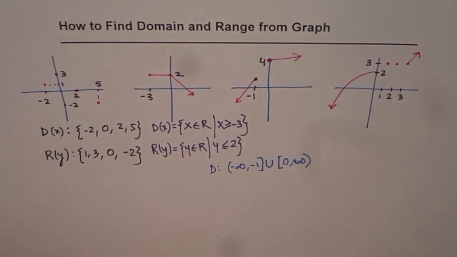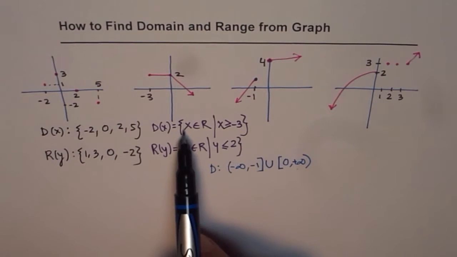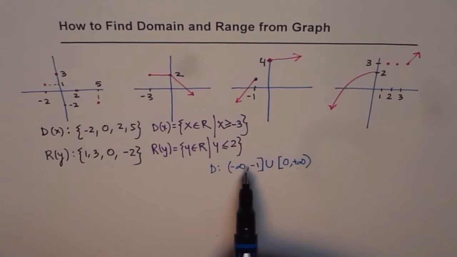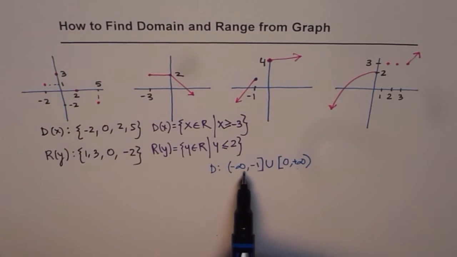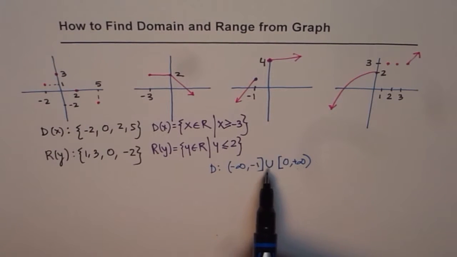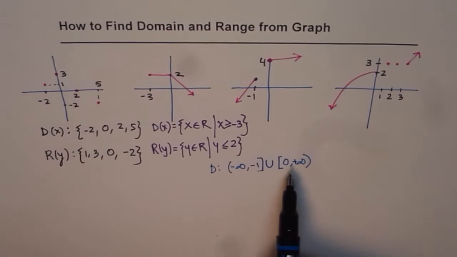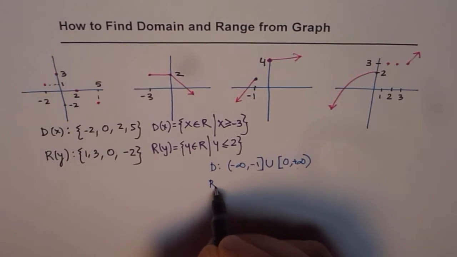But infinity is never included. So that's a way to write this, right? We could have written it in this form also, saying the domain is a set of real numbers such that x is less than or equal to -1, union or, and x is greater than or equal to 0. Okay. Now I'll use the same notation and write down my range.